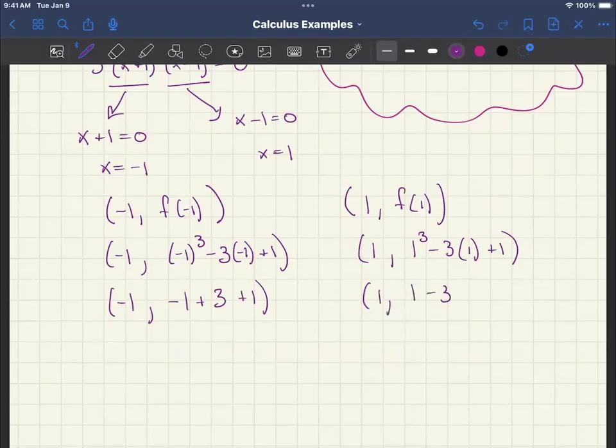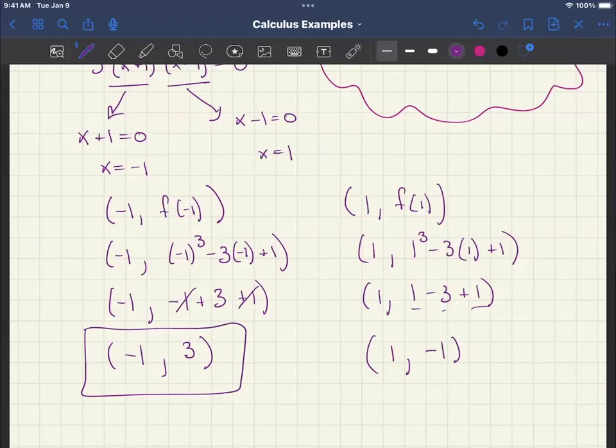And the second point is a lot quicker and easier. So we have our negative 1 and a positive 1 cancel. And over here we have positive 2 and a negative 3, so this is going to be a negative 1. So here are the points. There are two places on our function where we have a horizontal tangent line.